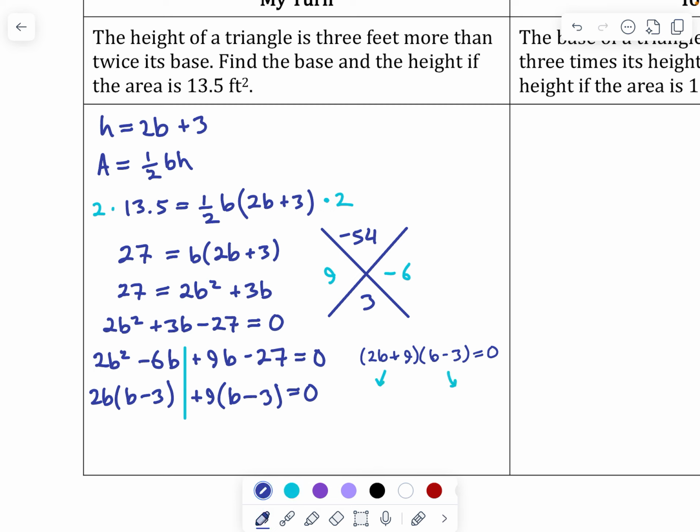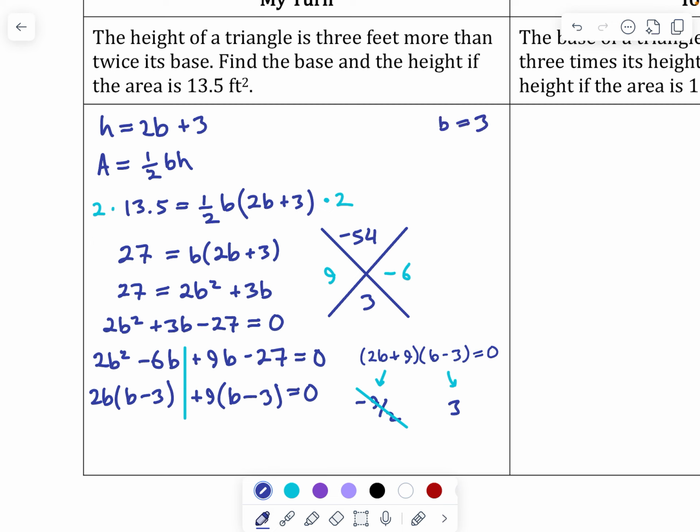The first one gives you a solution of negative 9 over 2, and the second one gives you a solution of 3. And again, we're dealing with a triangle here. It doesn't make sense for it to have a negative height, so we're just going to throw out the negative 9 halves, and we're going to use the 3. Sorry, I should have said base. It doesn't make sense for it to have a negative base, so the base here is going to be 3. The base is 3.